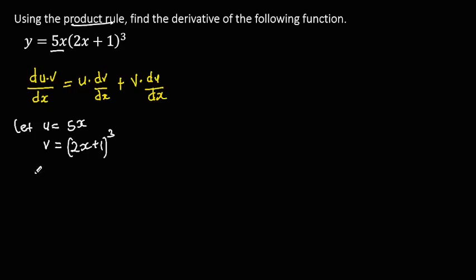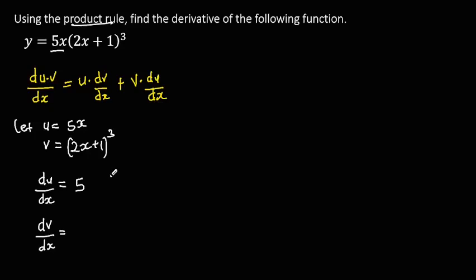The second step, we need to find change in u due to change in x, and in this case, we are going to differentiate the u function. When you differentiate 5x, you'll get a derivative of 5. Then we look for dv due to change in x. The v function is a composite function. In this case, a composite function, we differentiate it using the chain rule.